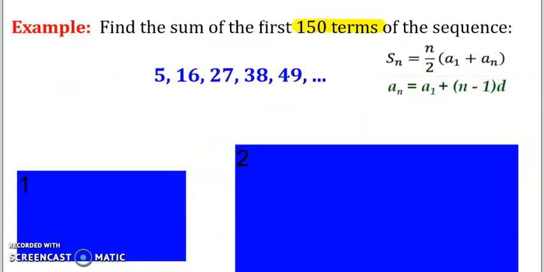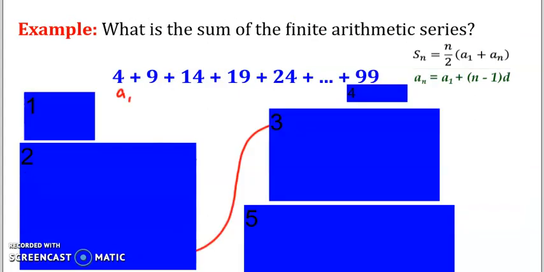Here we go. What if, that's not the problem I want, that's the problem I want. I wanted the sum of numbers that is 4, 9, 14, 19, 24, and so on, and then ends at 99. What if I wanted to add all these together? Well, here's what I do know. I know my first term is 4. Cool. And I know my last term is 99. Excellent. What I don't know is how many terms there are? So we're going to have to do some mathing.